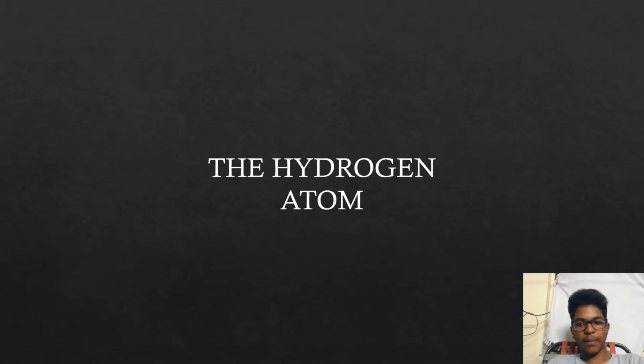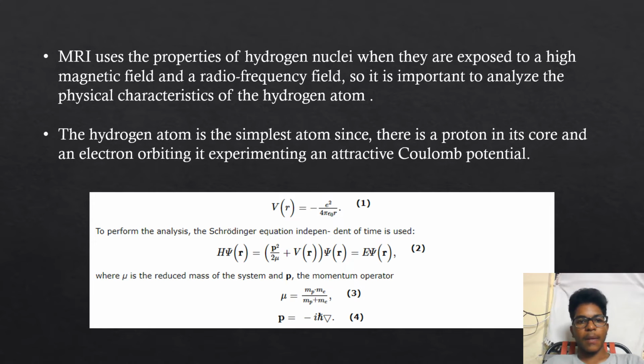The hydrogen atom. MRI uses the properties of hydrogen nuclei when they are exposed to a high magnetic field and a radio frequency field, so it is important to analyze the physical characteristics of the hydrogen atom. The hydrogen atom is the simplest atom since there is a proton in its core and an electron experiencing an attractive Coulomb potential.